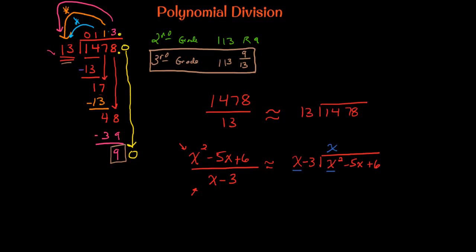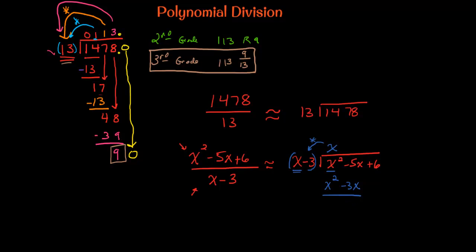So going back over here, once we determine this value, in our other problem we multiplied it times our entire divisor. So now what we're going to have to do with this x is multiply it times the entire divisor. We're going to perform the same algorithm. So we're going to take x times x gives me a value of x squared. We're going to take x times a negative 3, and we get a negative 3x.